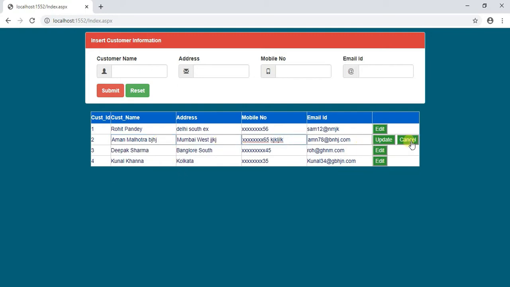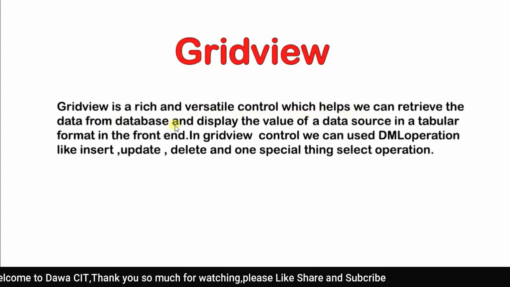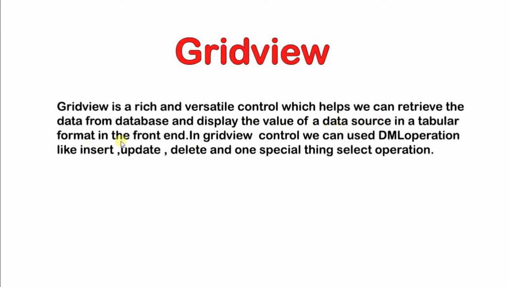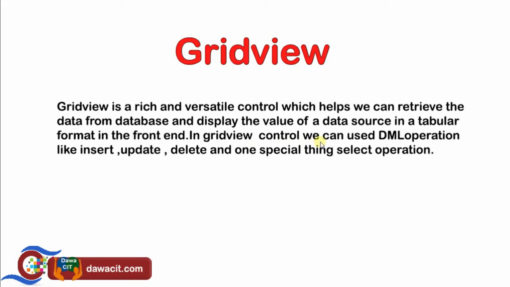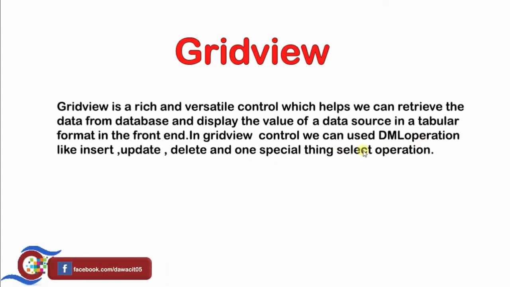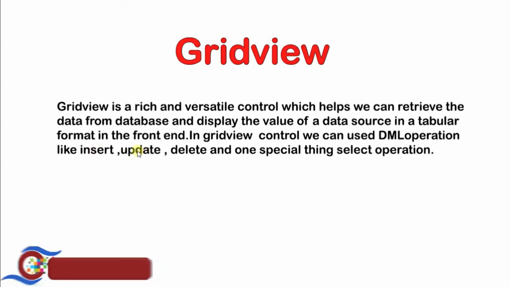What is Gridview? Gridview is a rich and versatile control which helps us retrieve the data from a database and display the value of a data source in a tabular format in the front end. In Gridview control, we can use DML operations like insert, update, delete, and one special thing, the select operation. This select operation is a DDL operation, okay? Now today we will talk about the update operation. So without wasting any time, let's get started.